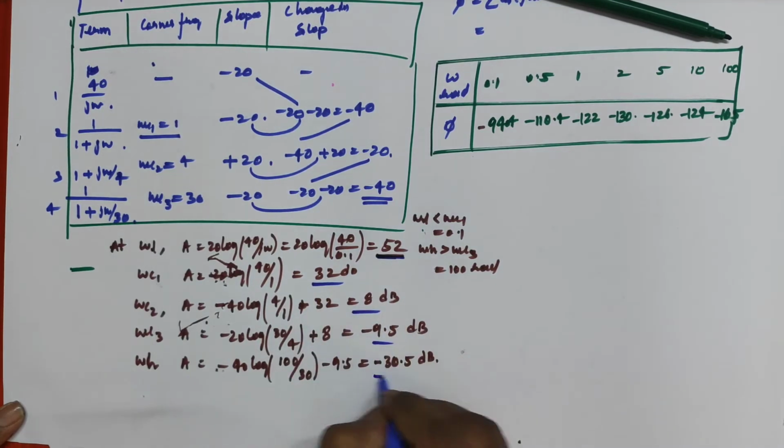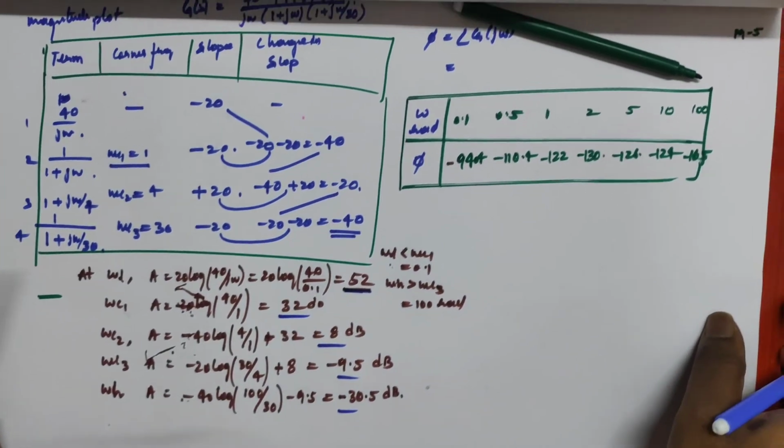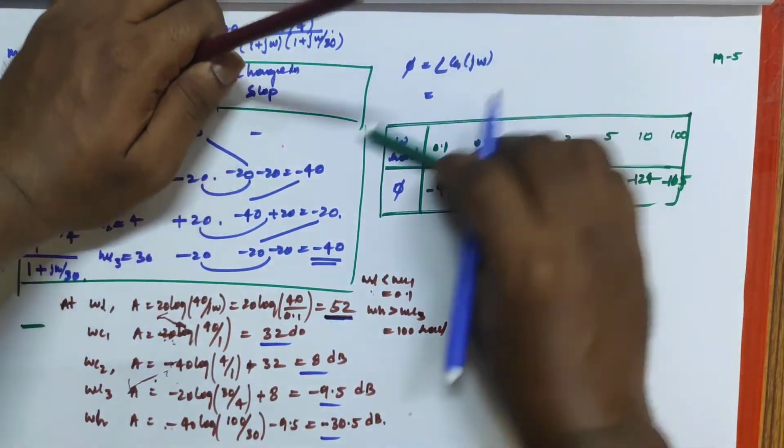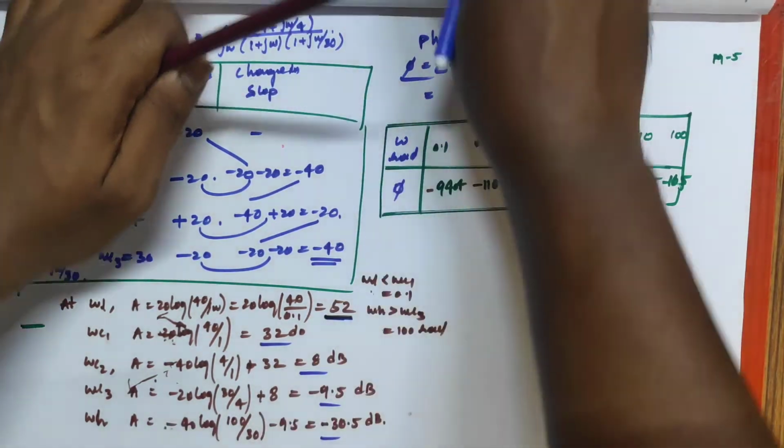Okay, so now after getting the magnitude values, we'll do the phase plots. Okay, so phase plot. Now how do we do it? So this is the main function.